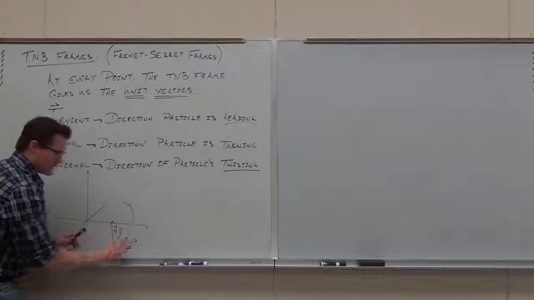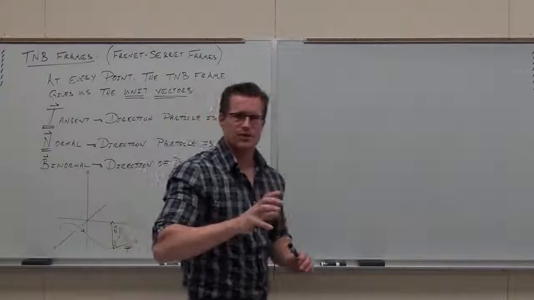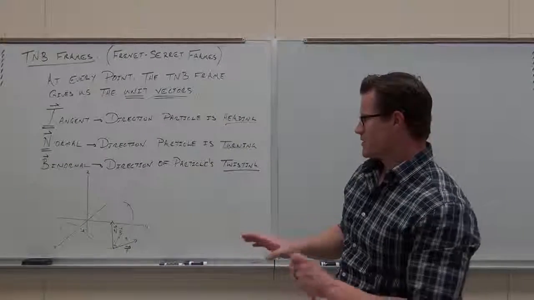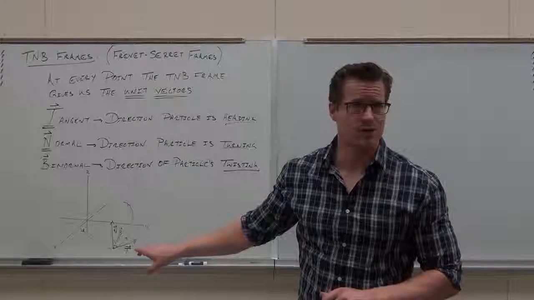So we have the T, we get the N, and we get that B going inward. And that gives us the direction of the twist of the airplane. It's not really easy for me to draw that binormal. Did you guys get the connotation of what that looks like?